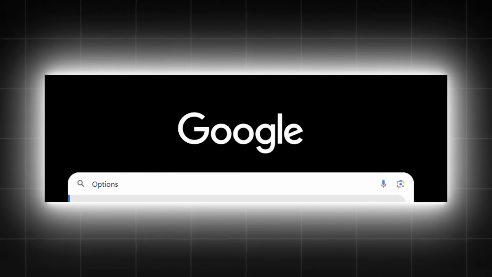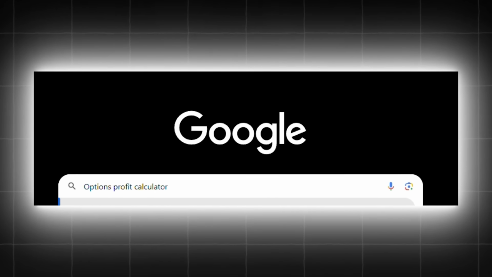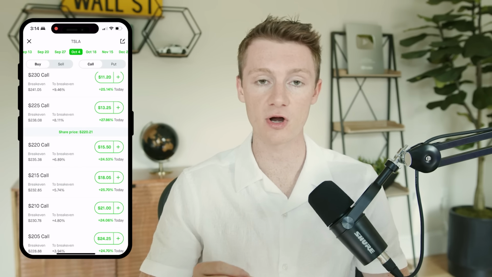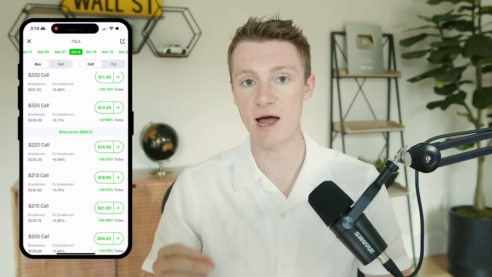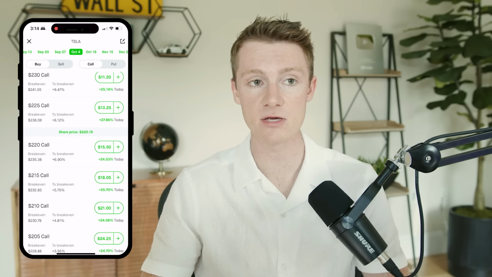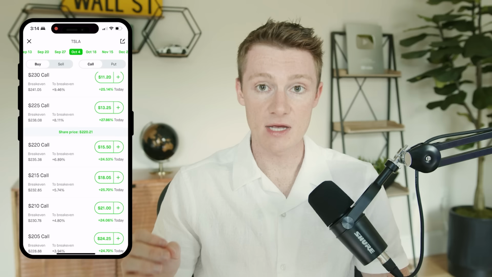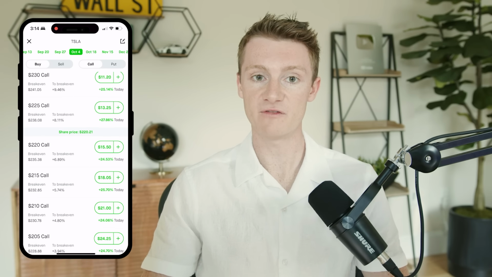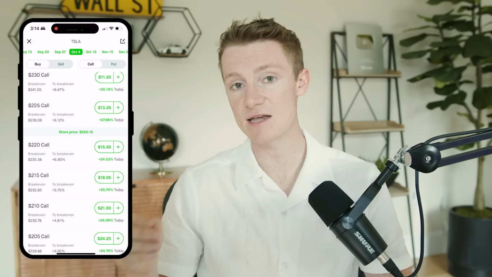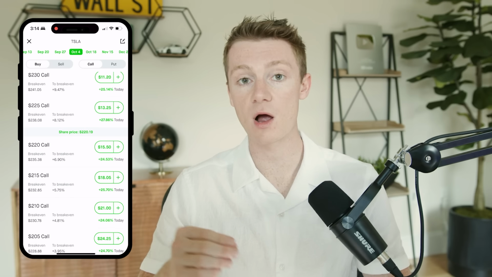For example, an options profit calculator. This is a free website you can access, or if you have a different broker, see if they allow you to actually simulate out option contracts. I know they do on the broker I use. So what you can do is go to an options profit calculator, find the same contracts, and use that to determine and figure out what contracts you're gonna buy.